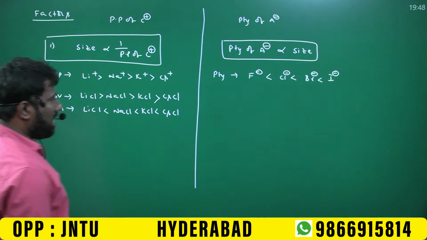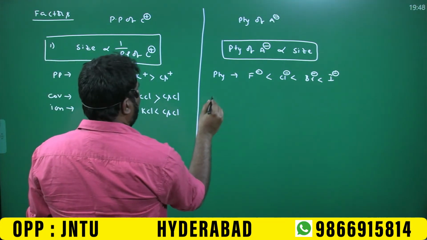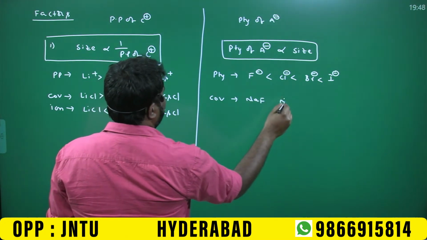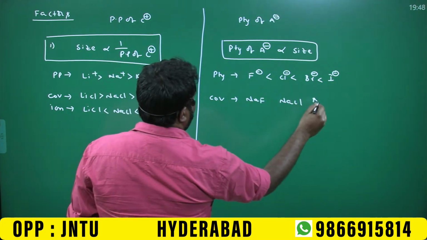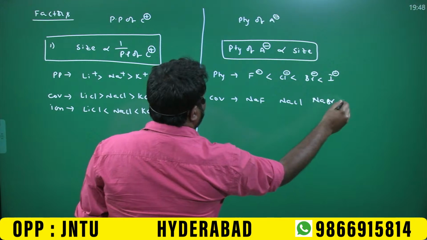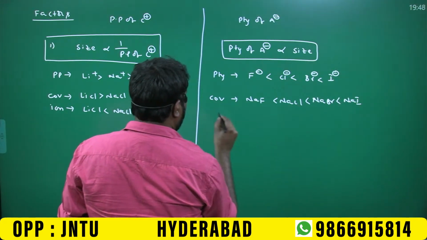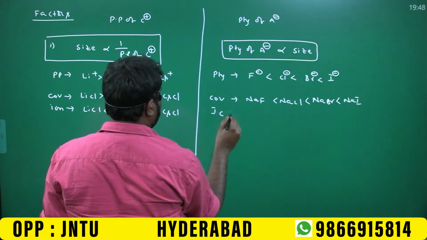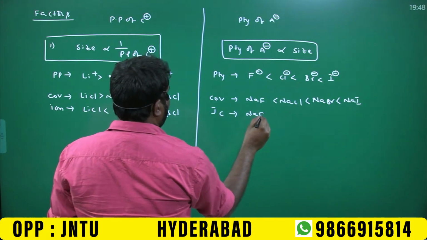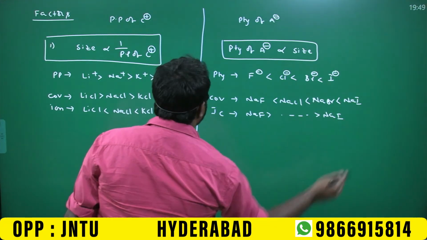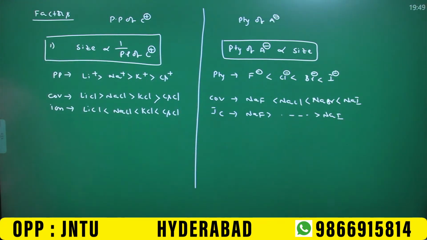Now coming to the covalent character. Let me take NaF, NaCl, NaBr, NaI. Which has more covalent character? NaI. Ionic character: NaF greater than, and so on, down to NaI. That is the first factor.